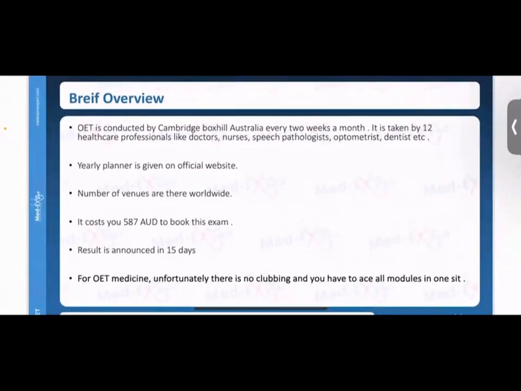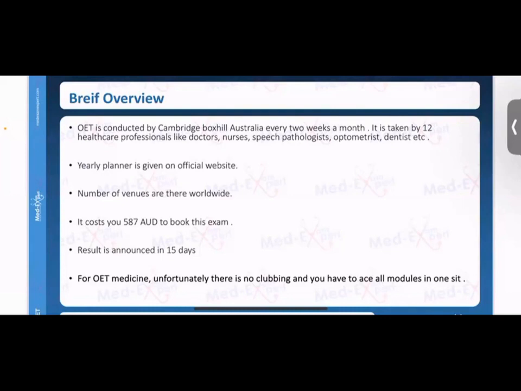So I'm going to tell you the brief overview of this exam, and let me tell you that OET is conducted by Cambridge, Vauxhall, Australia every 2 weeks a month. And it is taken by 12 healthcare professionals like doctors, nurses, speech pathologists, optometrists, dentists, occupational therapists, and other healthcare professionals, etc. And the yearly planner is given on the official website. If you go check for the official website of the OET, you may be having dates of this exam.